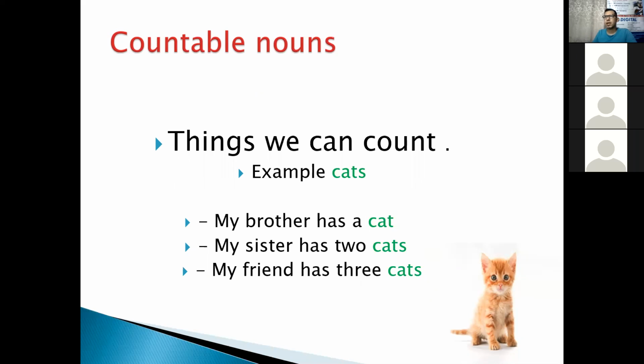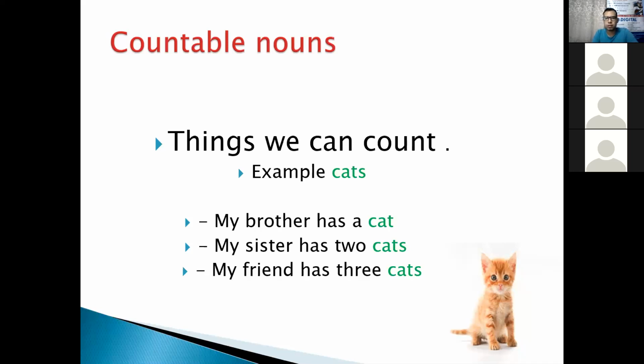Example, cats. A cat, an animal. My brother has a cat. It means one cat. My sister has two cats. Then we make plural. My friend has three cats. And then we can count 1, 2, 3, 4, 100, 200, 500, 1 million cats. So that's a countable noun.